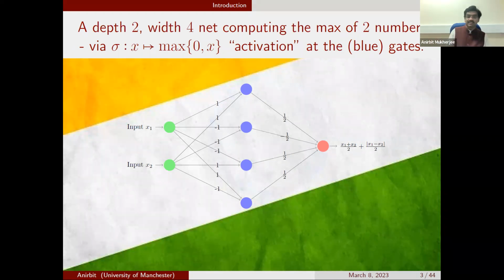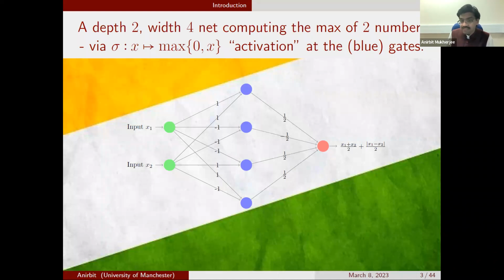What you see on the screen is an R2 to R map. Two numbers go in at the green vertices, x1 and x2. The topmost blue vertex is a ReLU gate, which computes the max of 0 and the sum of the two inputs, x1 plus x2. That's what the edge weights mean. The second blue gate computes max of 0, minus x1 minus x2. That's what the -1 weights of the incoming arrows to the blue gate mean. Then you're combining the outputs of the 4 gates with weights half, minus half, half, and half.